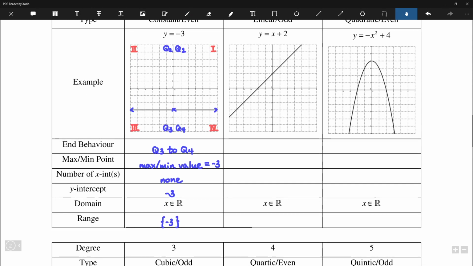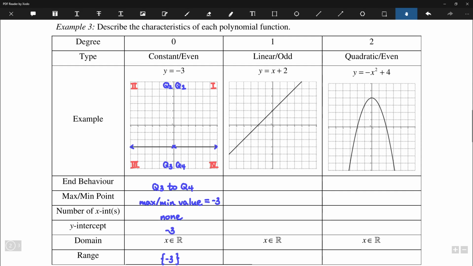All right, next up we have a linear function. Sorry about moving the screen back and forth there. So it's going to be y equals x plus 2. So in this case, it's going this way. We can see the y-intercept is 2. The slope is 1. So the end behavior is coming from quadrant 3, and it's going to end in quadrant 1. And that is the case for positive linear functions. If they're negative, they will come from quadrant 2 to quadrant 4, like so.